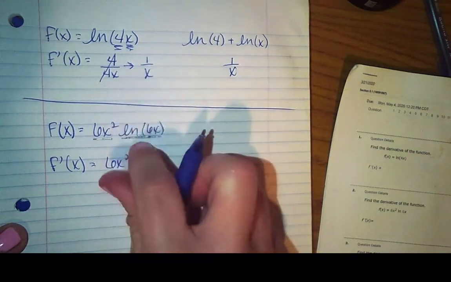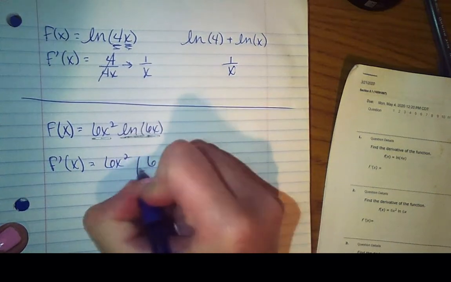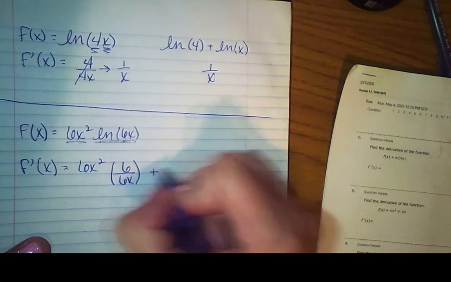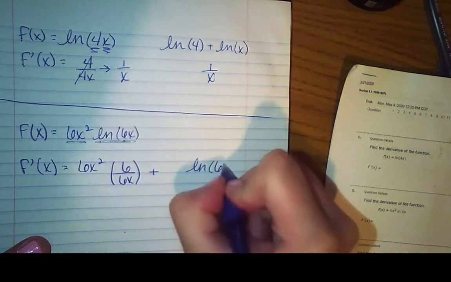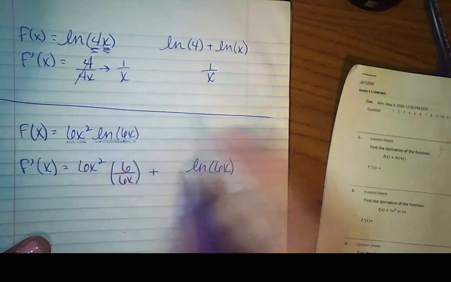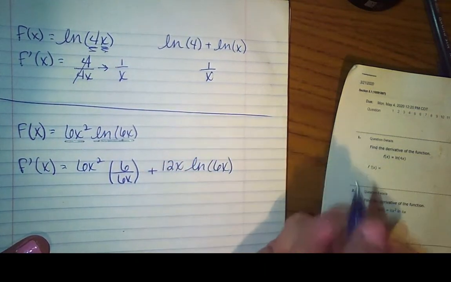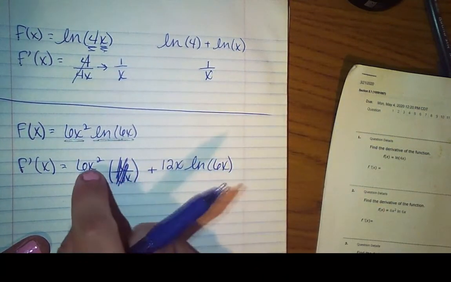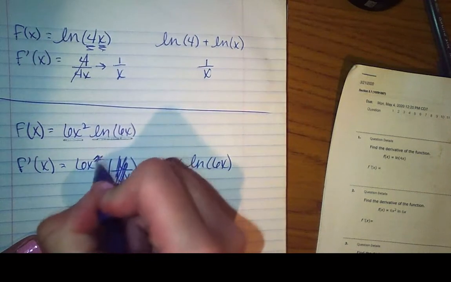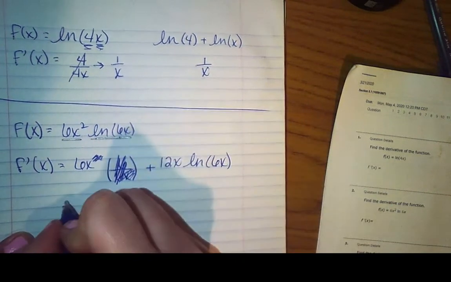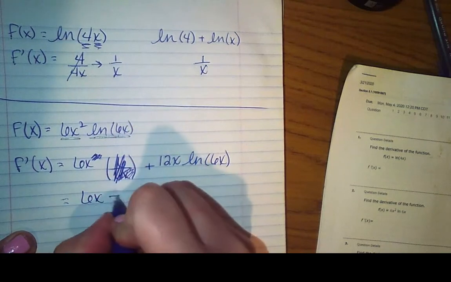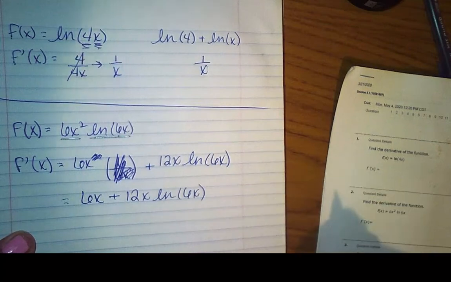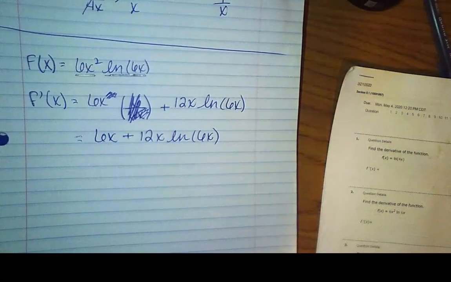So the derivative of a natural log is the derivative of the argument over the argument itself, plus the second, which is the natural log of 6x, times the derivative of the first, which is 12x. So these 6's reduce, and then this x will kill off one of those x's. So that goes away, and that goes away. Your cleaned up first derivative is 6x plus 12x times the natural log of 6x. Okay? All right, let's do another one.